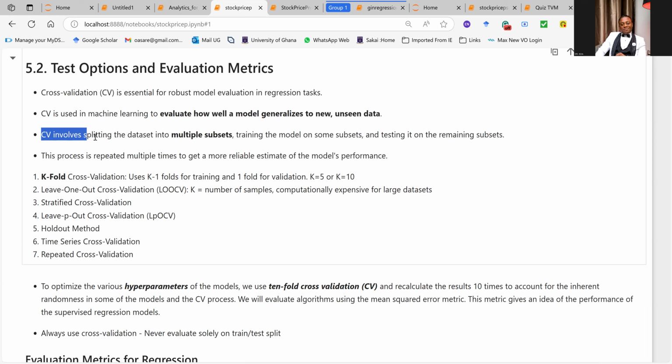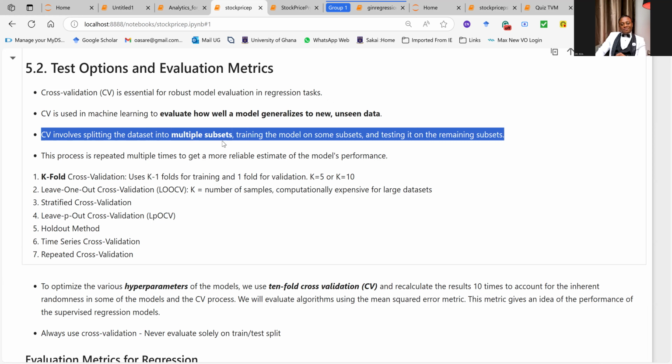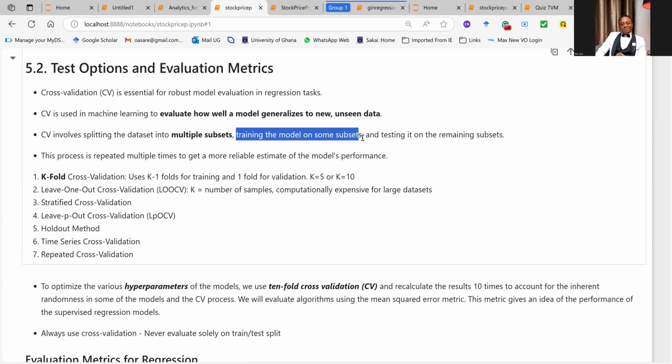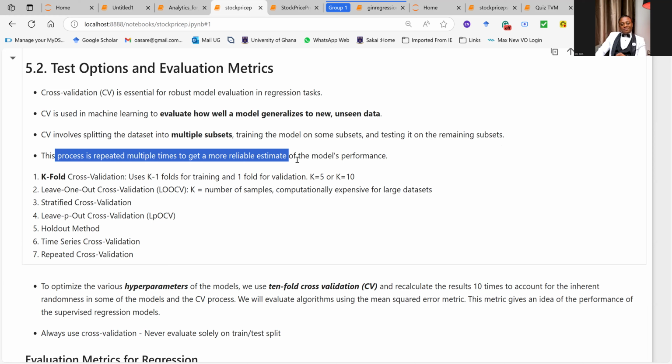How does it work? You split the original data into multiple subsets, into parts. In fact, sometimes you're going to see one of the key approaches called K-fold, and the fold means parts. So you split it into parts. You train the model on some of the subjects and test the model on the other subjects. The process is repeated multiple times to get a more reliable estimate of the model performance.